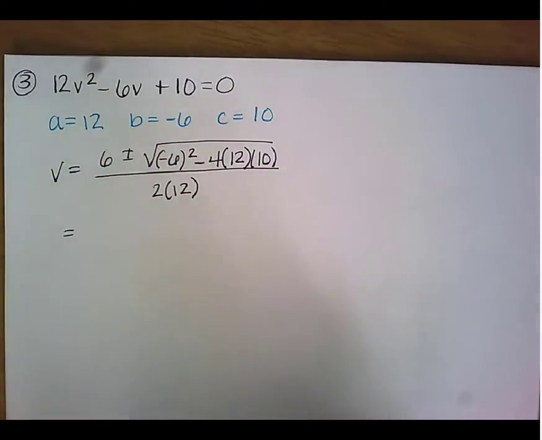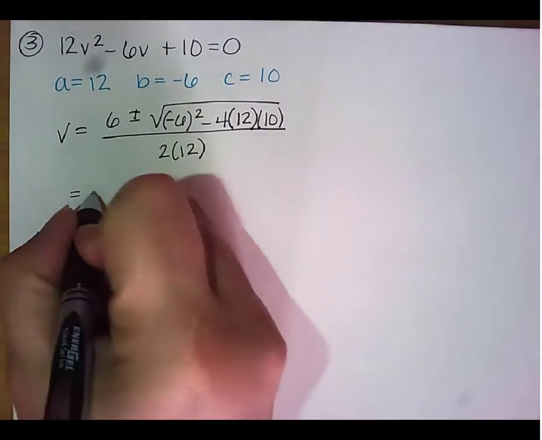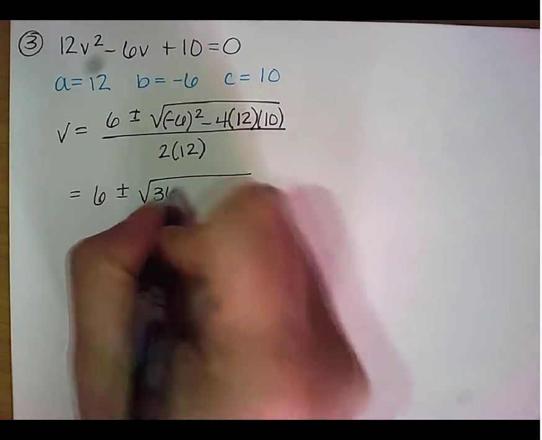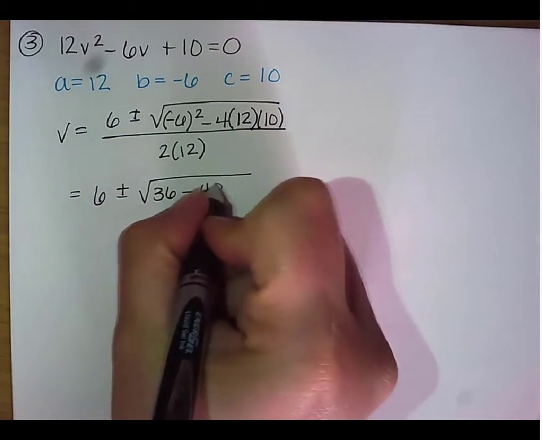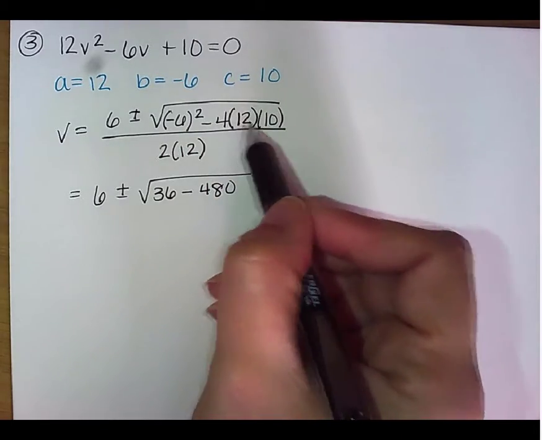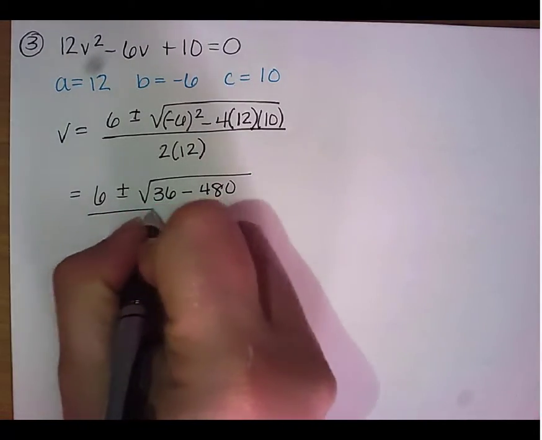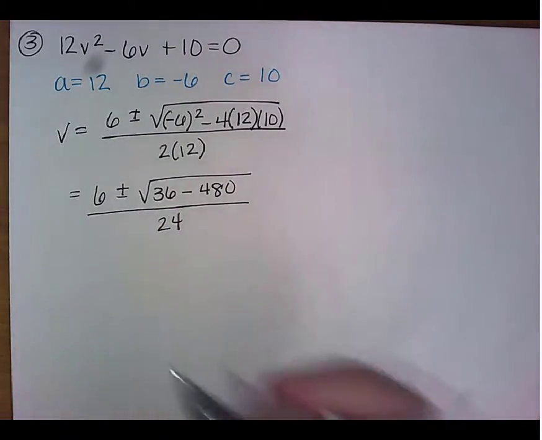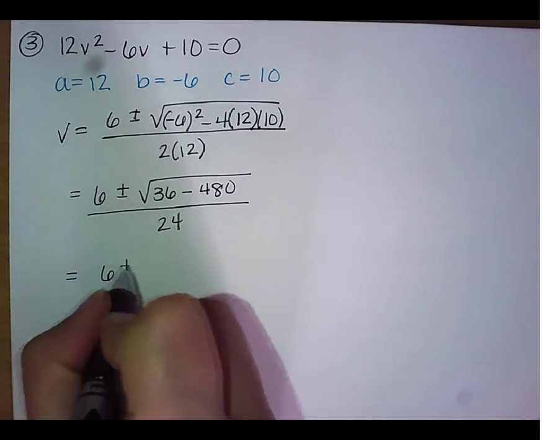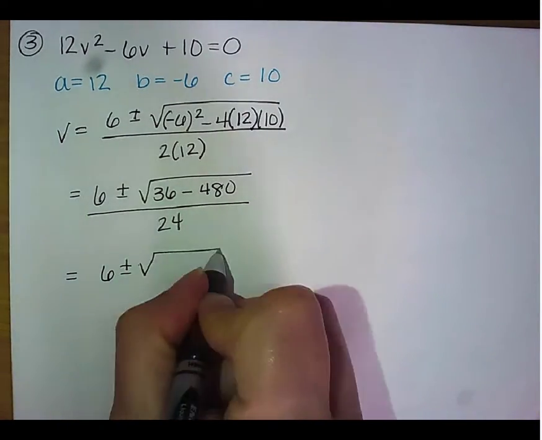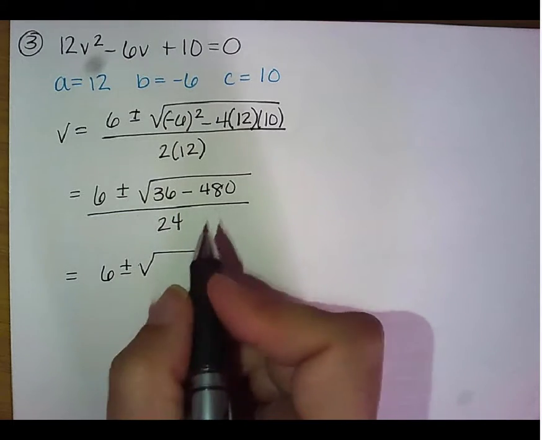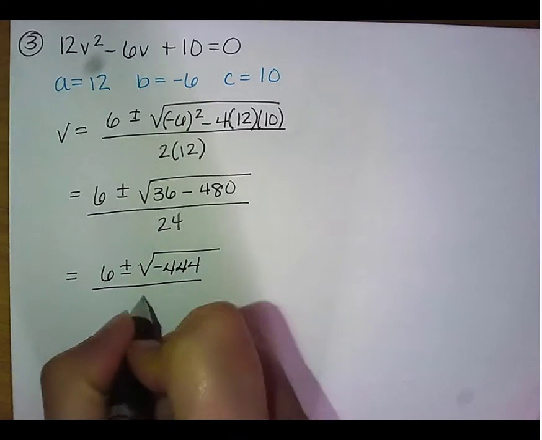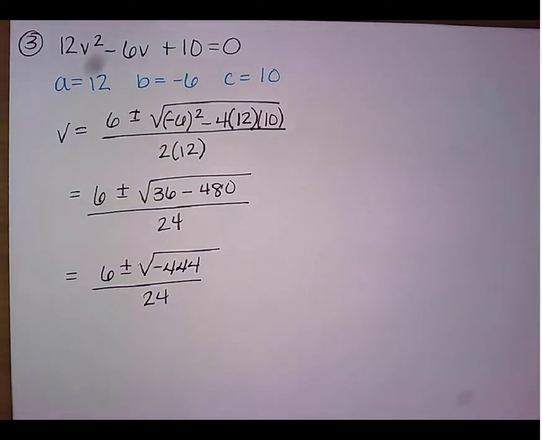Now we're going to keep going, just simplifying that down as much as possible. So we've got 6 plus or minus the square root of 36 minus 480, that we got from 4 times 12 times 10, over 24. All right, keep on going. So we've got 6 plus or minus the square root, and 36 minus 480 is going to be a negative 444 over 24.